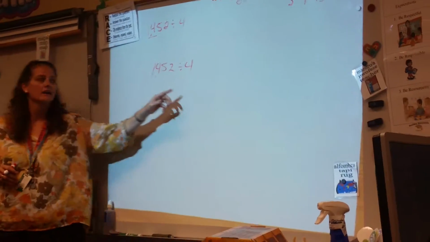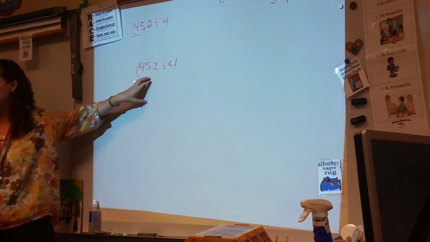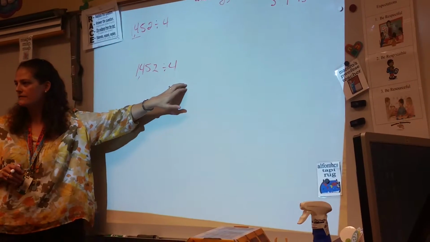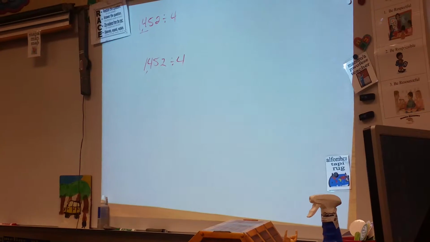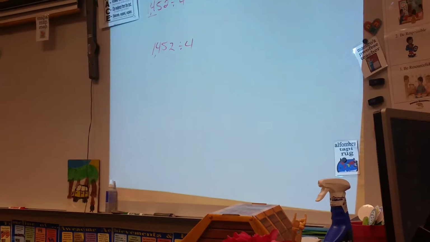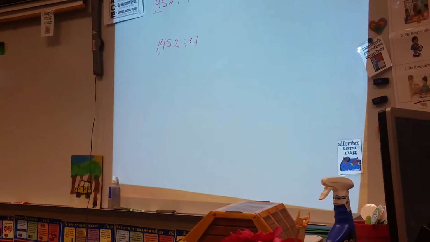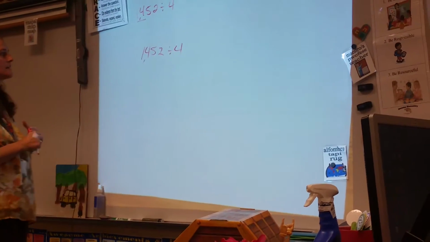Divisor. Good job. Okay, this is your total amount. Your dividend is your total amount. What you're dividing it by is your divisor. Whether you put in any groups or the number of groups is what your divisor is. Okay, excellent. So let's do it the way that you guys kind of did yesterday.